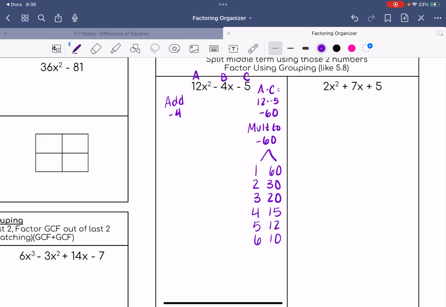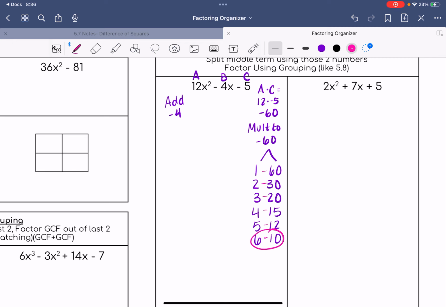If we want to add together to be a negative, we need to multiply to be a negative as well. We need to make one number negative, we want the bigger ones to be negative. So I'm going to make all of the bigger ones negative, this whole side. And the ones that add together to be negative 4 are this 6 and negative 10.